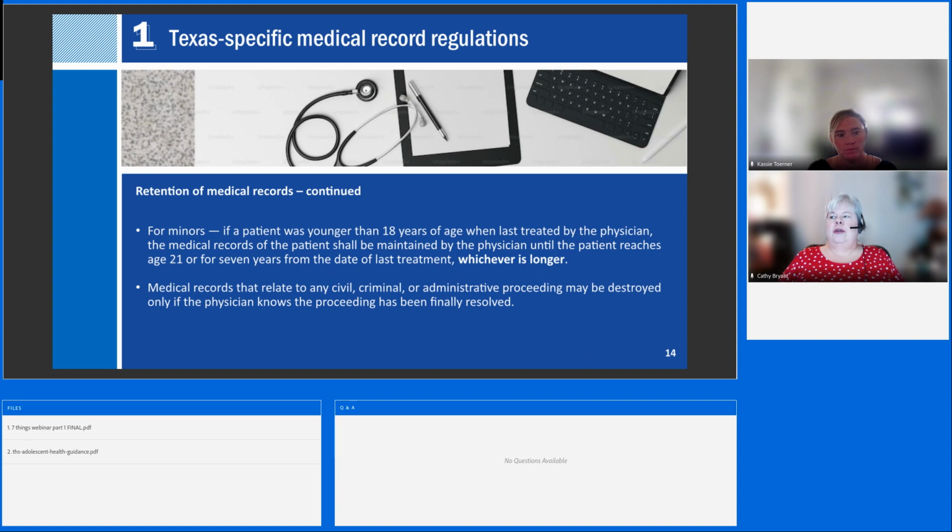And just of a note, any medical records that include civil, criminal, or administrative proceedings may be destroyed only after the physician knows that the proceeding is finally resolved. So if you're involved in a lawsuit, for instance, you cannot destroy those medical records, even if the 7 years have passed, until that lawsuit would be completely resolved. So I appreciate that sometimes this seems like a burdensome requirement, but it's the rule.